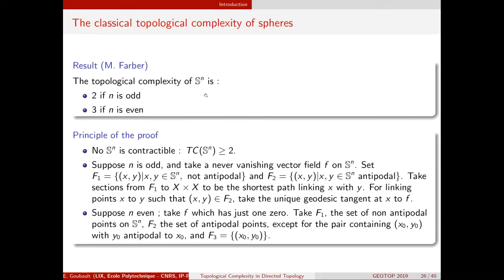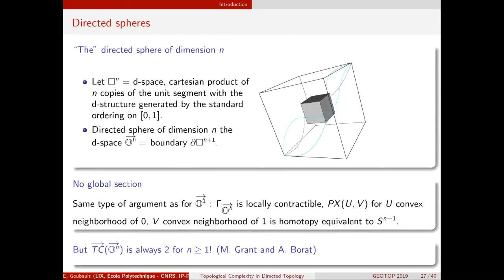So we know everything about the topological complexity of classical spheres Sn in the classical case. We know that it's 2 if n is odd. We know it's 3 if n is even. I don't give you the proof, the classical proof, it's there. We did claim many things about this version of the directed sphere in dimension n. So this version is a generalization of the O1, let's say, I had.